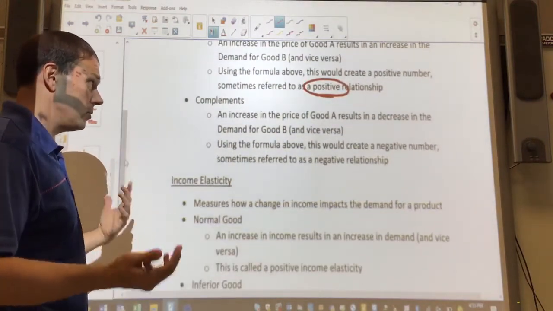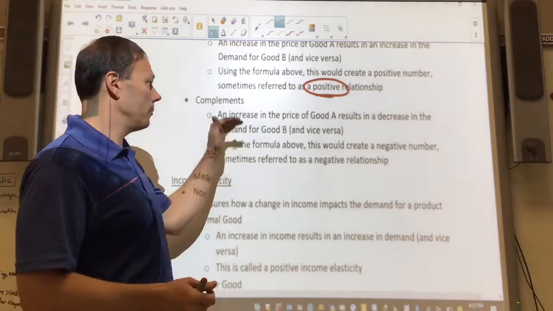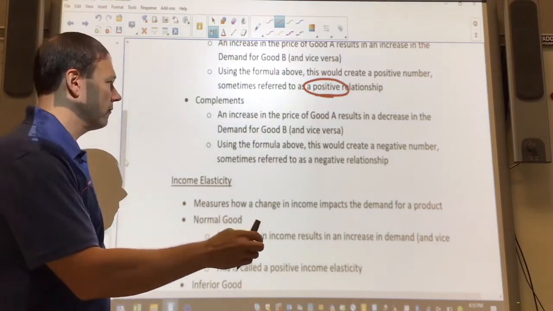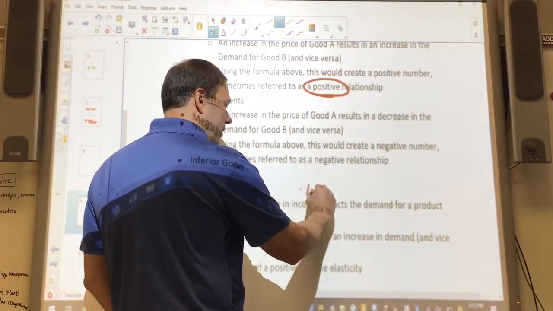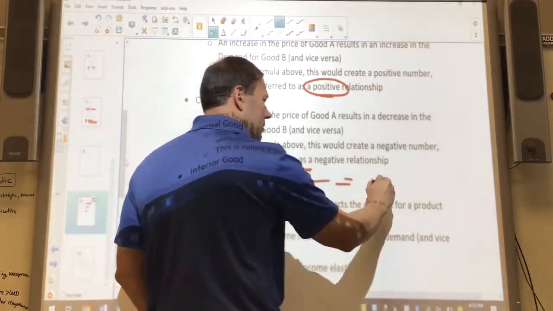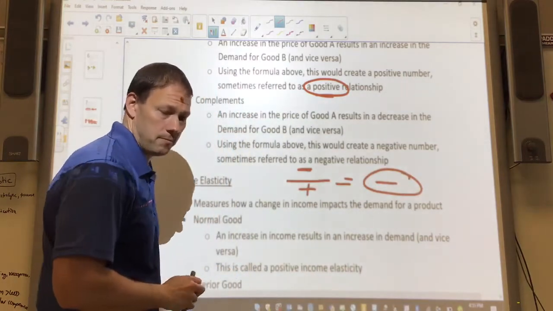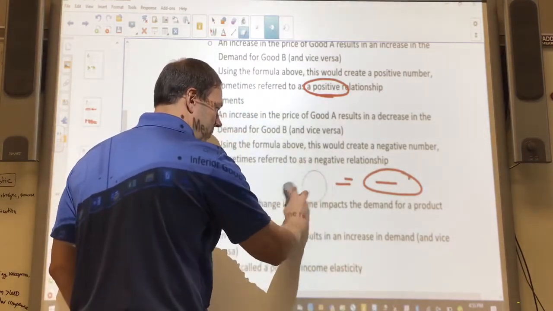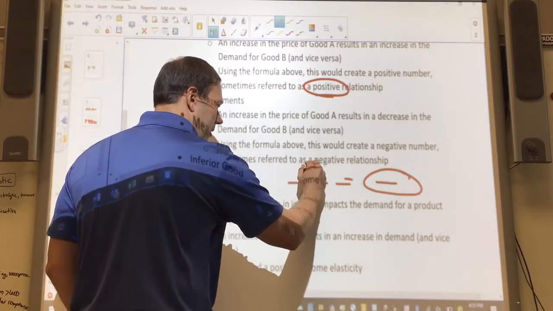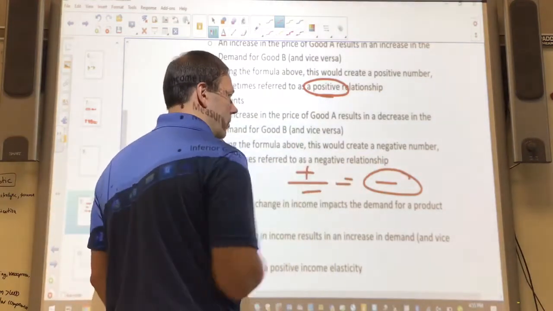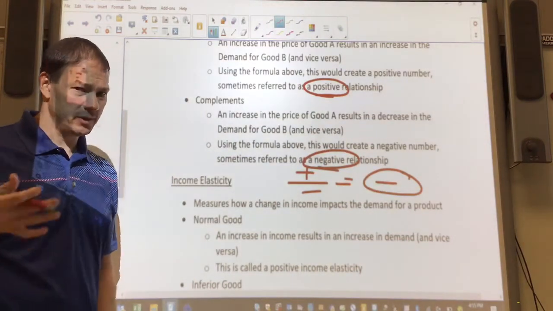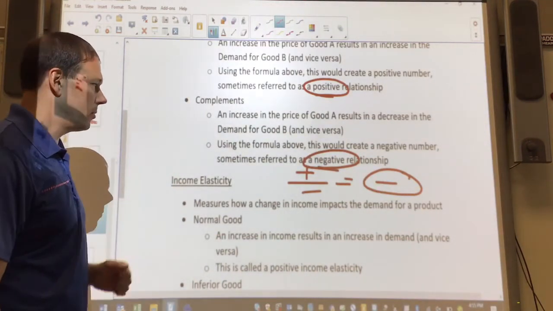Complements, on the other hand, again, two things that go together. You increase the price of good A, and you have a decrease in the demand for good B. Again, using our little formula, you have an increase in the price of good A with a decrease in good B. Guess what? A negative divided by a positive is a negative number. If it went in reverse, it's going to be the same thing. If you lower the price of good A and it increases the demand for good B, a positive divided by a negative, also a negative. So we say that it's got a negative relationship. Not negative in that they don't like each other, because they're complements, they go together. But just kind of remember that formula.